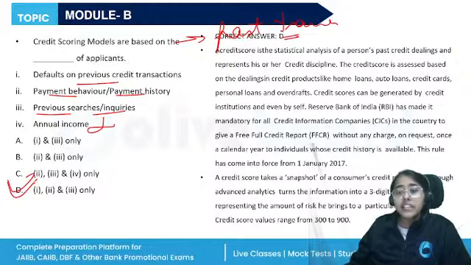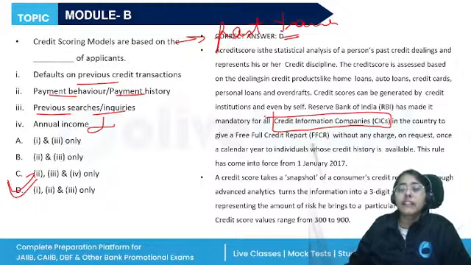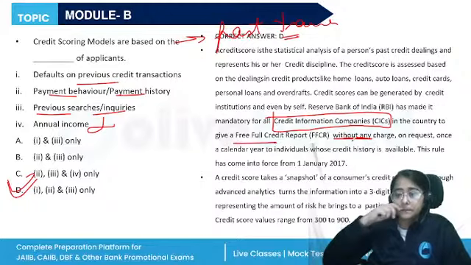These can be generated by the credit institutions like the banks, or the credit information companies. Banks can also seek the report from the credit information company, which will give a free full credit report without any charge, right?